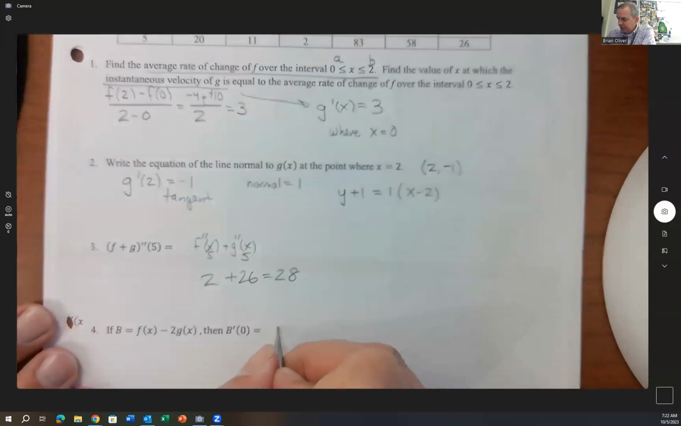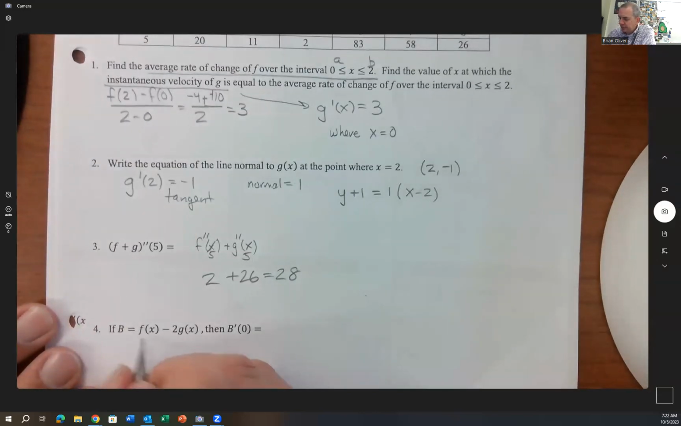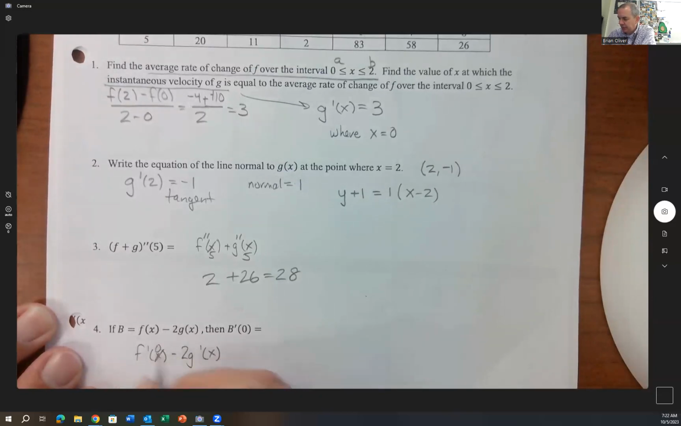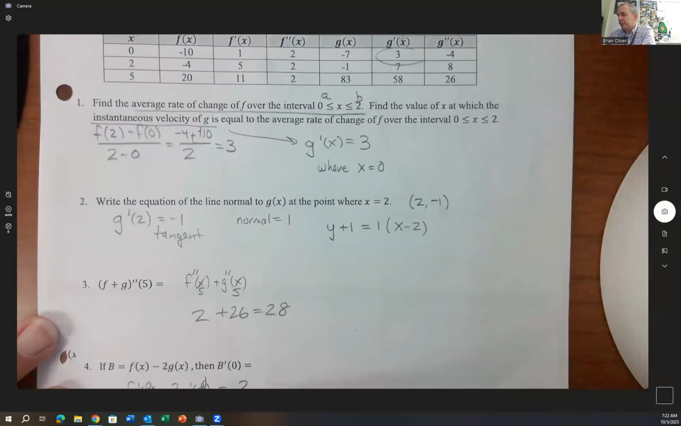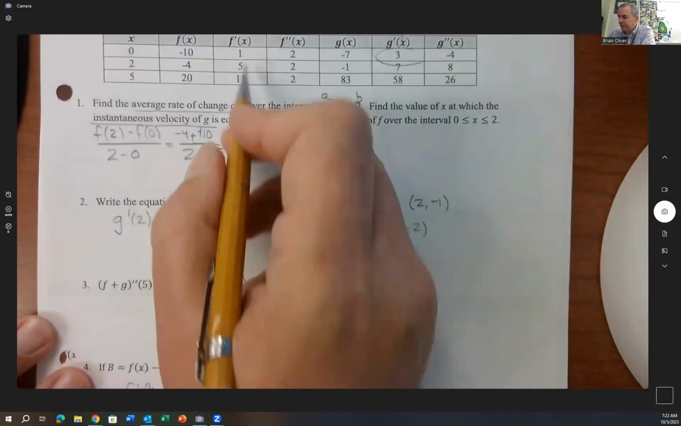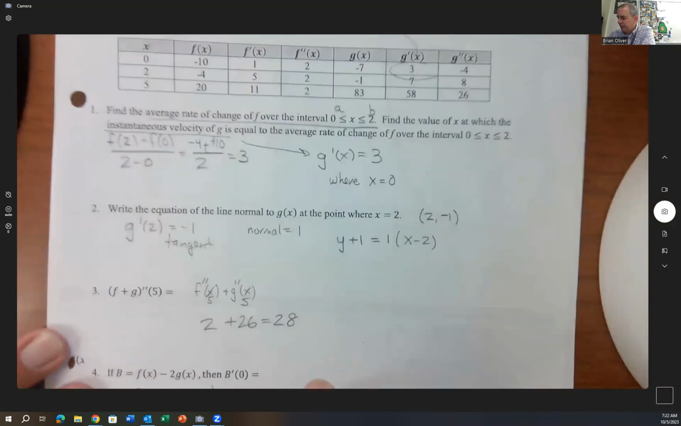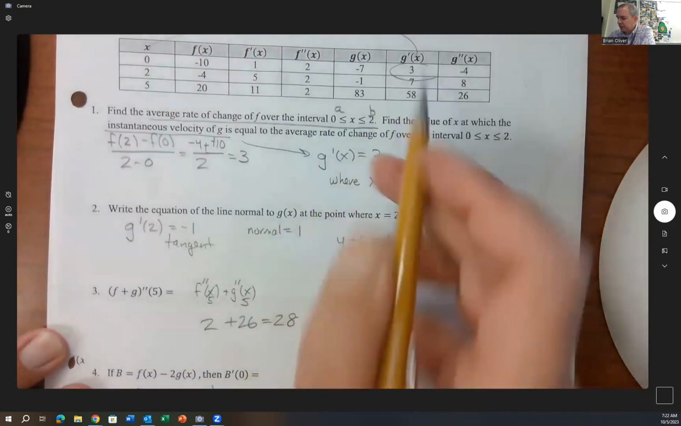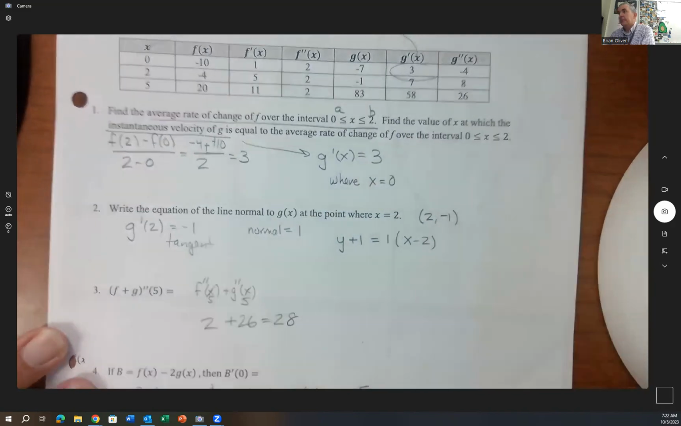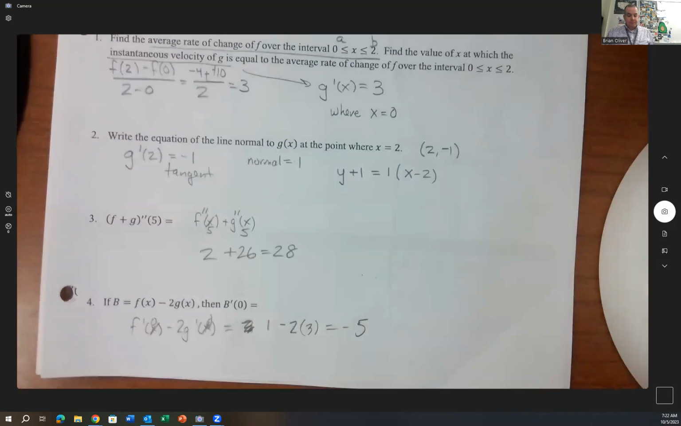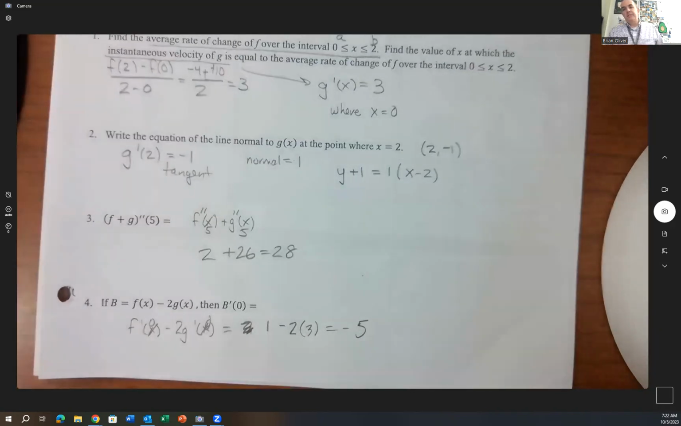Last but not least, I know I'm going fast, but you can always rewatch. Take the derivative of this, it's f prime of x. Take the derivative of this, it's g prime of x. I'm going to do it at 0. So I want f prime at 0 from the table up top. F prime at 0 is 1 minus twice g prime at 0. Twice g prime at 0 is 3. 1 minus 6, the answer is negative 5 here. So those are the ones that are going to be very similar to the quiz.